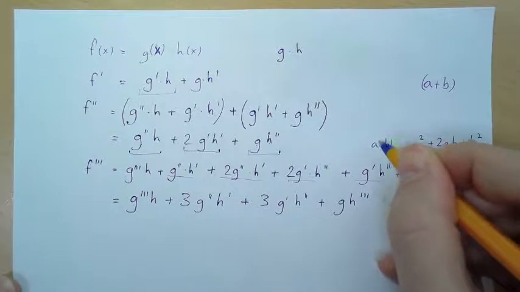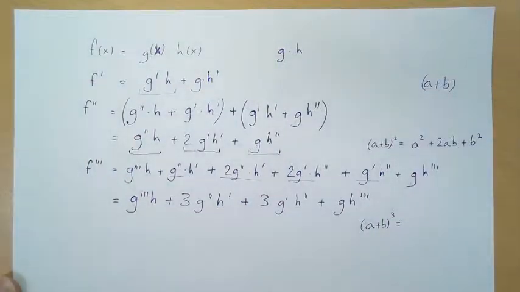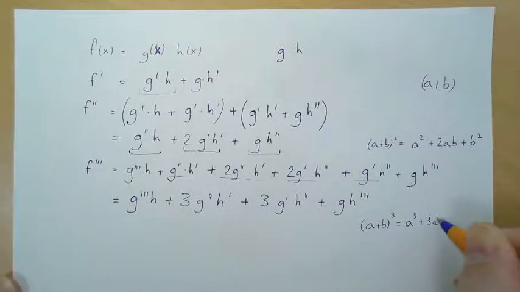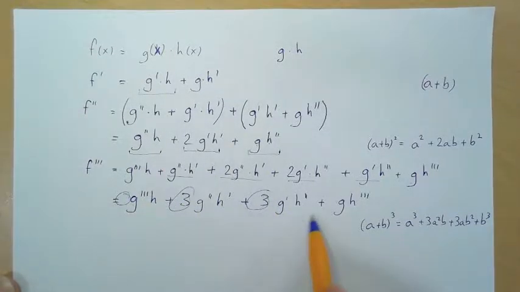That's (a + b)². And (a + b)³, if you know the rule by heart, it's a³ + 3a²b + 3ab² + b³. So we get the same coefficients 1, 3, 3, 1.